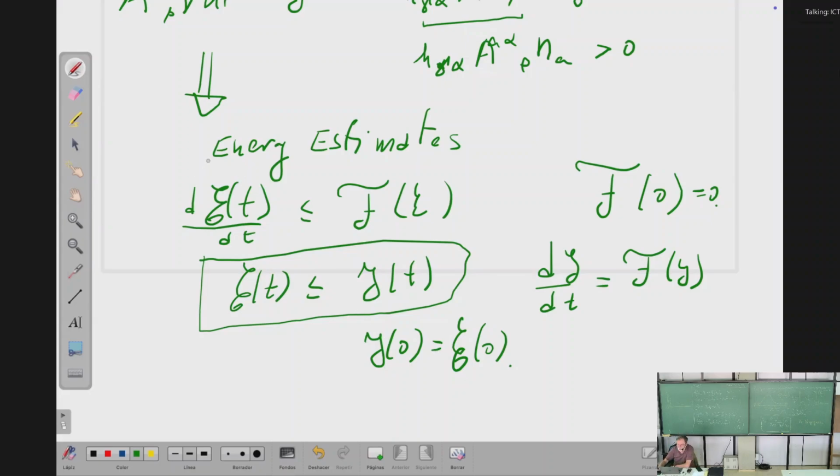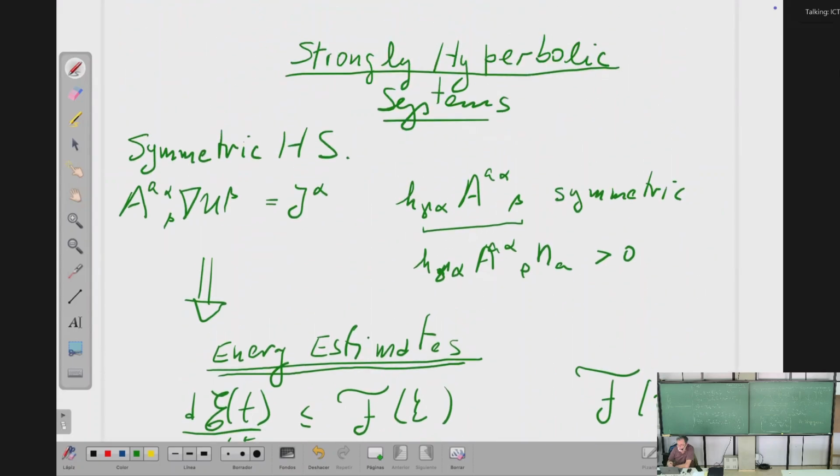And this is important because it tells us that we have stability, okay? And we saw yesterday that this energy conservation, at least in the linear case, leads us to a proof of uniqueness and existence of solutions. So this is the real important thing. So now I want to see, is this condition, symmetric hyperbolicity, the most general one, or are there more general conditions that give me stability?